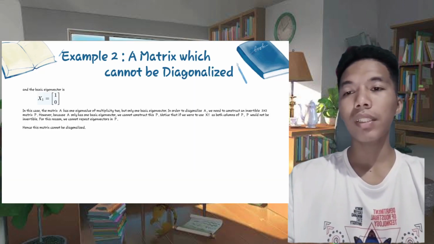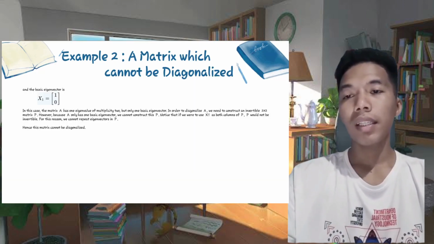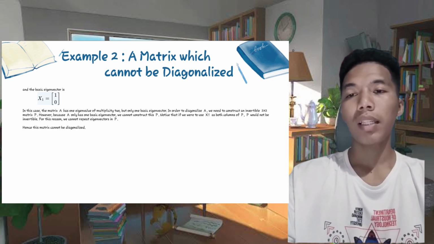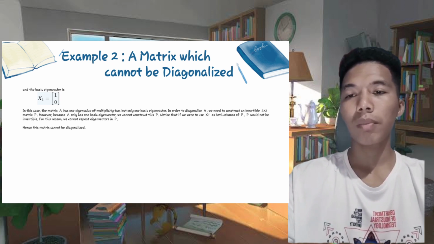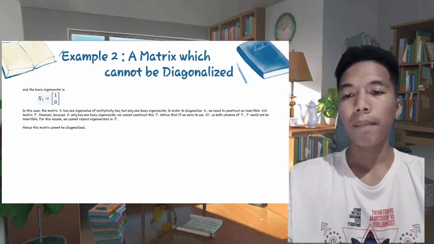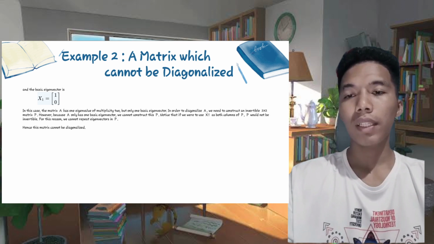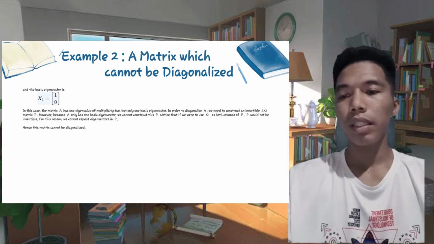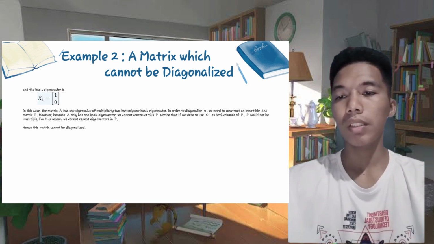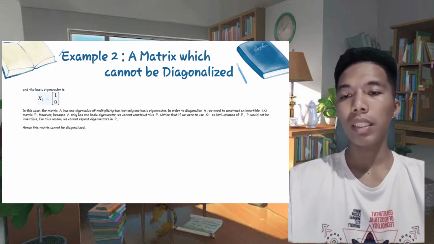And the basic eigenvector is x sub 1 equals (1, 0). In this case, the matrix A has one eigenvalue of multiplicity 2, but only one basic eigenvector. In order to diagonalize, we need to construct an invertible 2 by 2 matrix P. However, because A has only one basic eigenvector, we cannot construct this P.